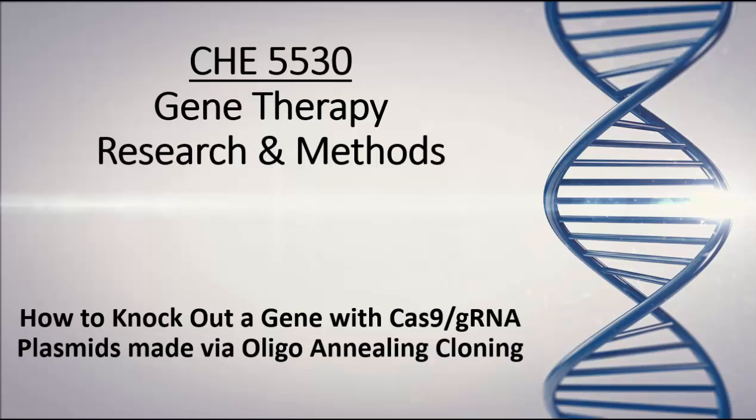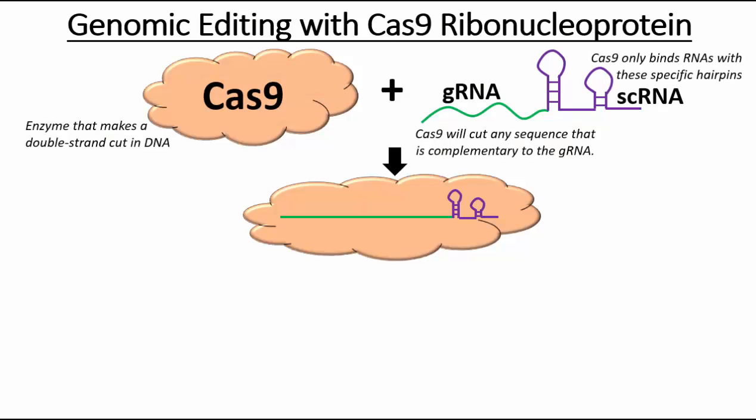Hello everyone. In this video, I'm going to show you how to knock out a gene with Cas9. Not just any Cas9. In this approach, we're going to express the Cas9 and its gRNA from a plasmid that we've made with a special approach called oligoannealing cloning. So anyways, let's start at the beginning and talk about what Cas9 is and what it can do.